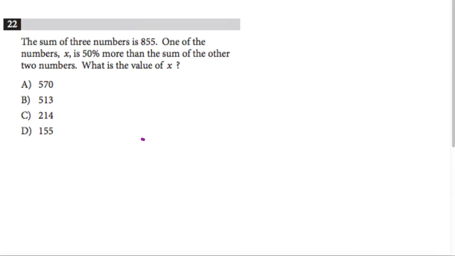Everyone, it's Coach Fred here, and I'm going to be going over the College Board official study guide for the SAT, Practice Test 3 Math Calculator.